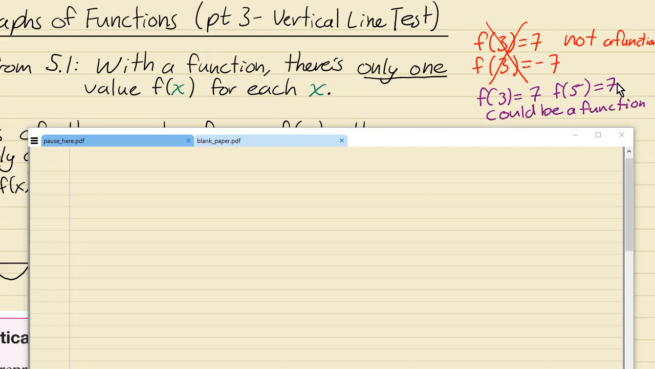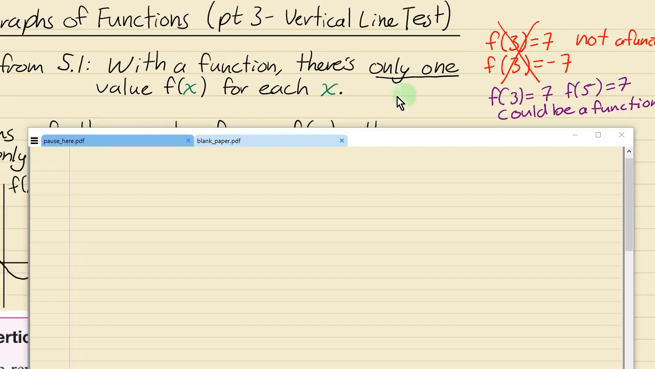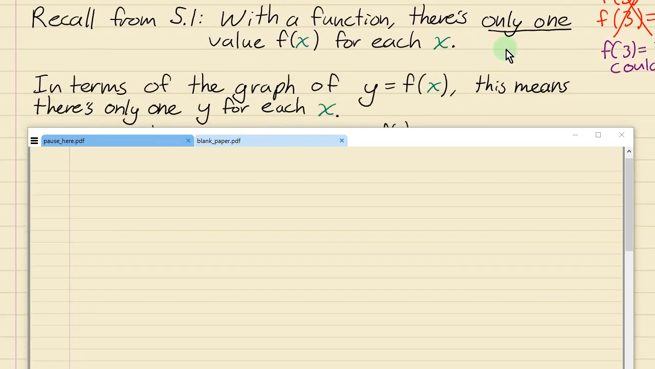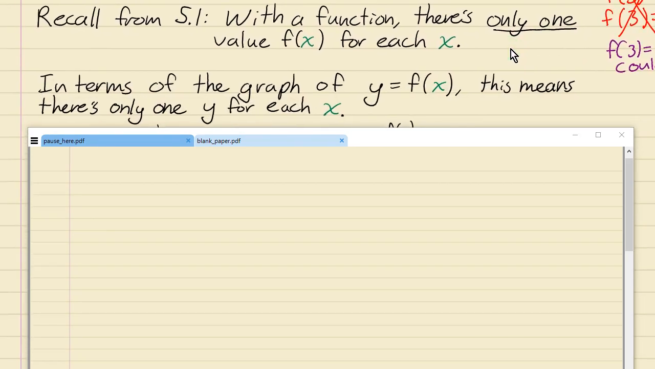Now, let's talk about what that means in terms of graphs. If you have a graph of y equals f of x, that means you're only allowed to get one y for each x. You can't have two different values of y that come from the same x. You might have two different x's that give you the same y, but that's okay.